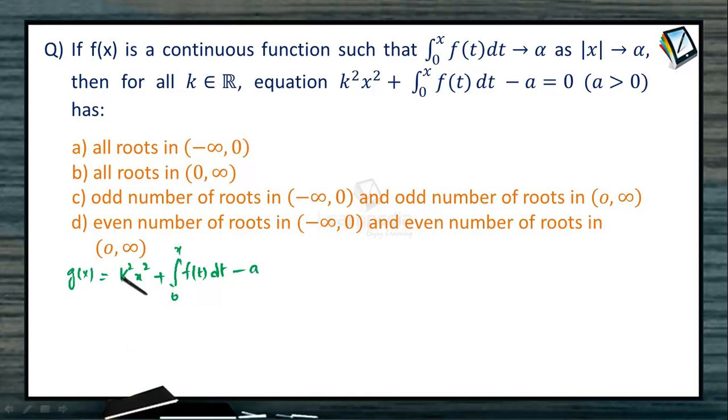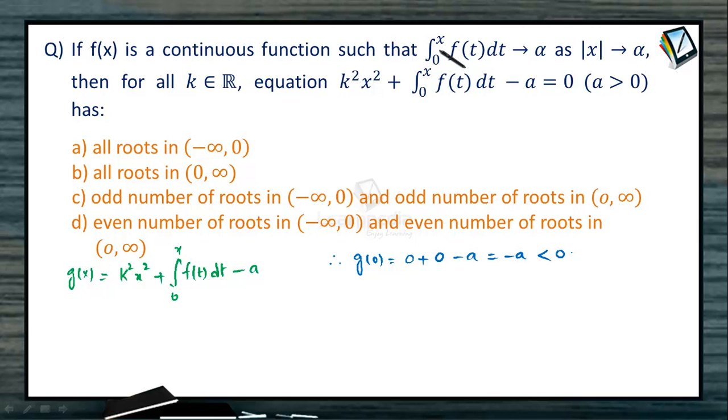One important observation from the definition of g(x) is the value of g(0). What happens when we substitute 0 in this? k²x² would give us 0, plus the integral from 0 to 0 of f(t) dt, that is also 0, minus a. So this value is −a, but a being positive, the value of g(0) is observed to be a negative number, right?